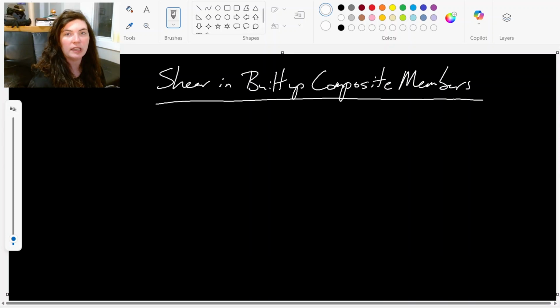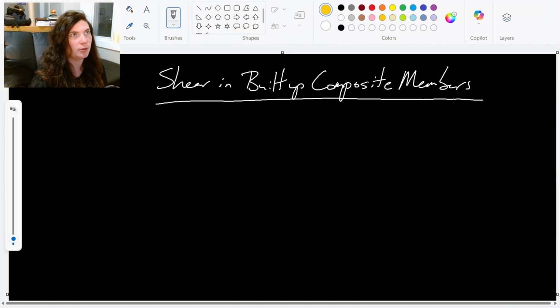One of the reasons we really care about shear in beams is because of its effect in built-up composite members. And when I say built-up composite members, what I mean is beams that are made from a bunch of different parts, or can even be made of the same part, just fastened together in some way.